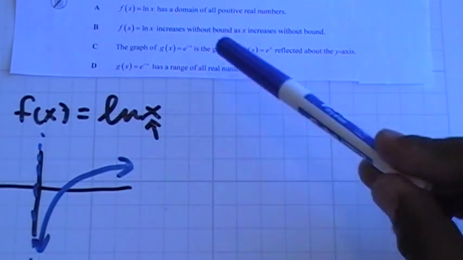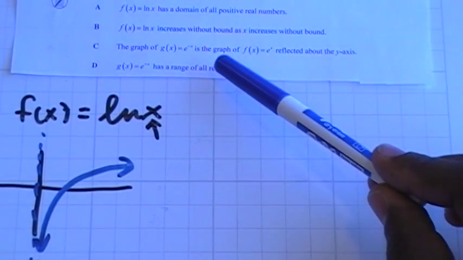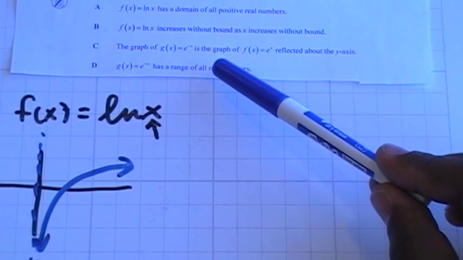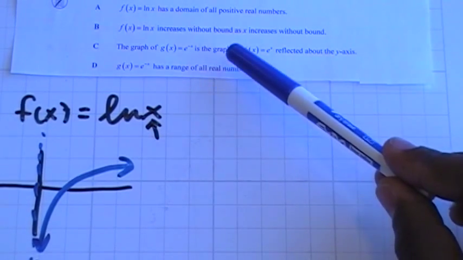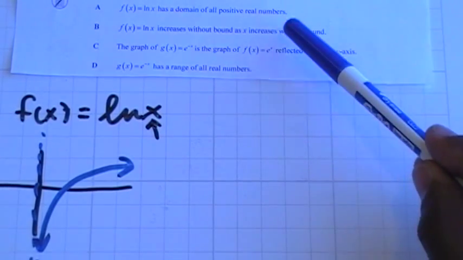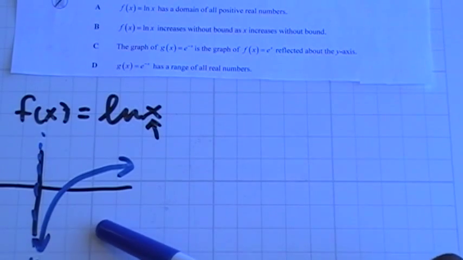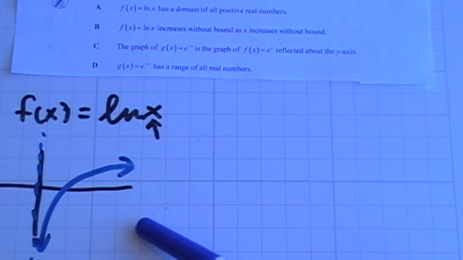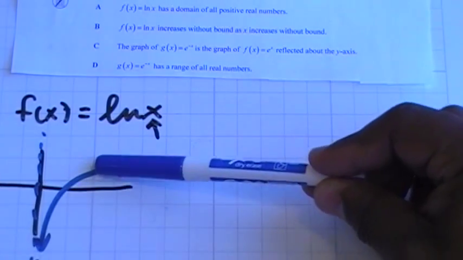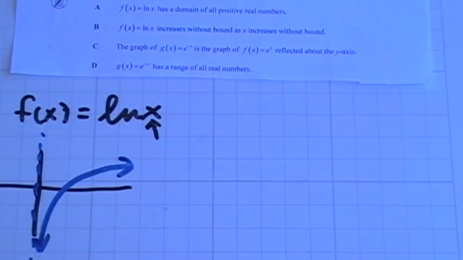Also, B. So A is true. B says f of x is equal to the natural log of x increases without bound as x increases without bound. So as x goes to the right, y will go up. And so A and B are true.